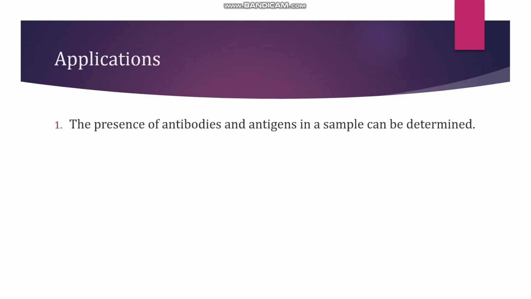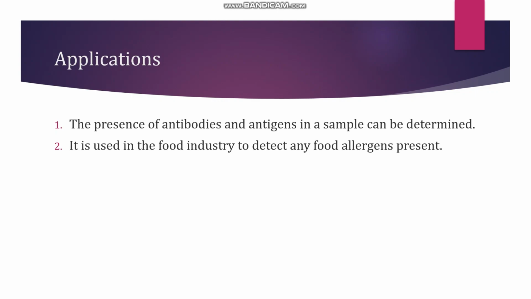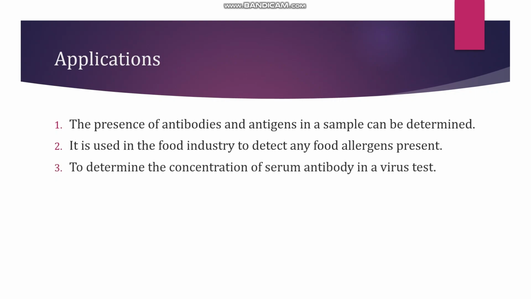Applications. The presence of antibodies and antigens in a sample can be determined by ELISA. It is used in food industry to detect any food allergens presence. To determine the concentration of serum antibody in a virus test, etc.